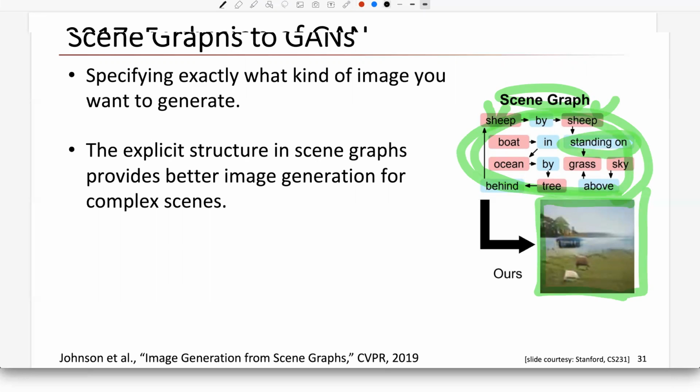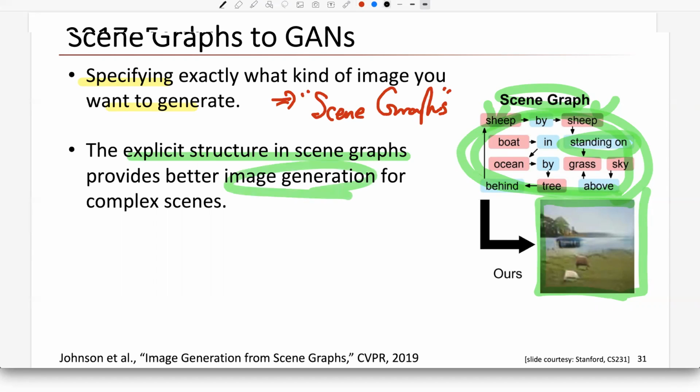So by specifying exactly what kind of image we want to generate with the scene graph, the explicit structure in the scene graph provides better image generation for complex scenes. So by only using the scene graph, now we can generate any kind of new image.